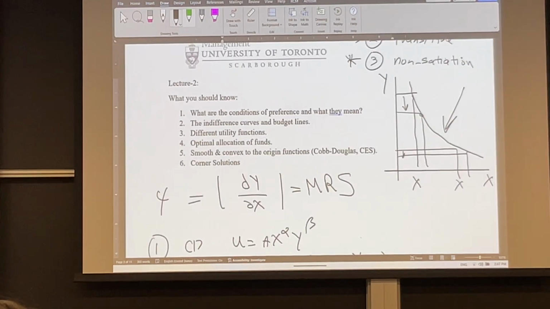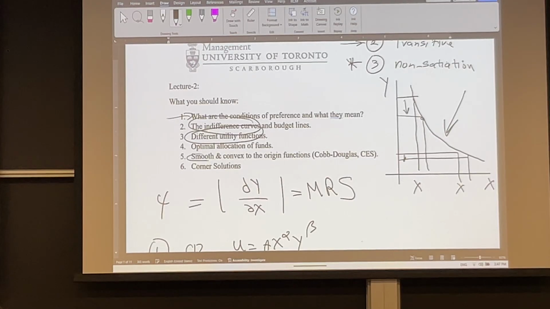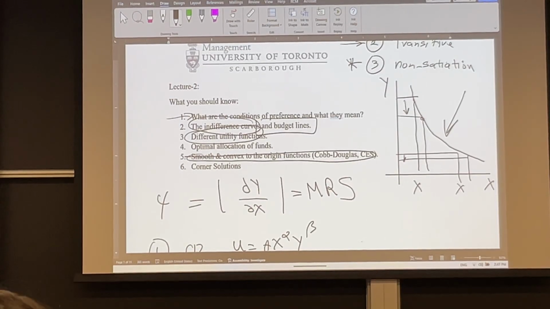So let's see what we did. I explained this. I did this. We left out this. The consumer will try to increase their satisfaction. If there is no constraint, where do they stop? They never stop. By definition, they're going to consume infinite amounts.